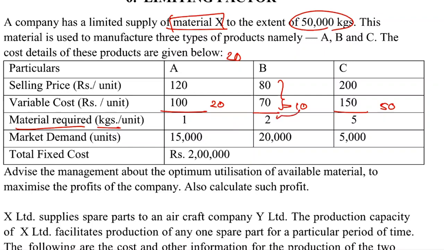But to earn this 10 rupees, how many kgs? You have to put 2 kgs. So after putting 2 kgs, you generate 10 rupees. So 10 divided by 2, how much? 5 rupees per kg you generate.